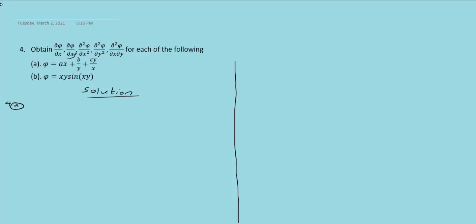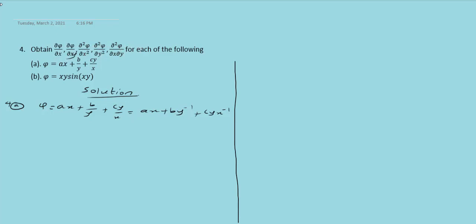Now, the first question, phi is equal to ax plus b over y plus cy over x. I can rewrite this as ax plus by raised to power minus 1 from the law of indices plus cy x raised to power of minus 1. Now we are going to find all these.